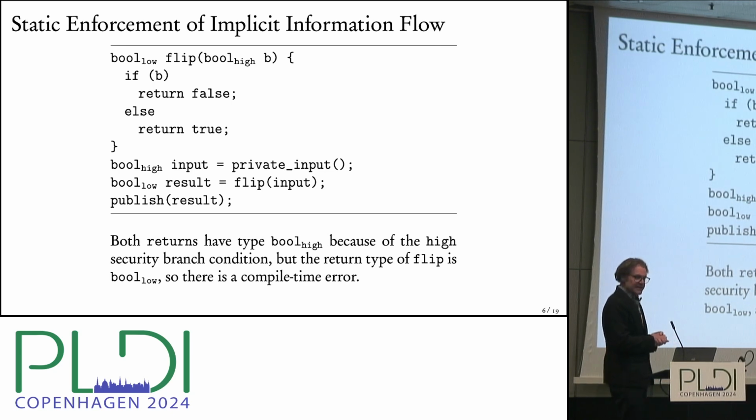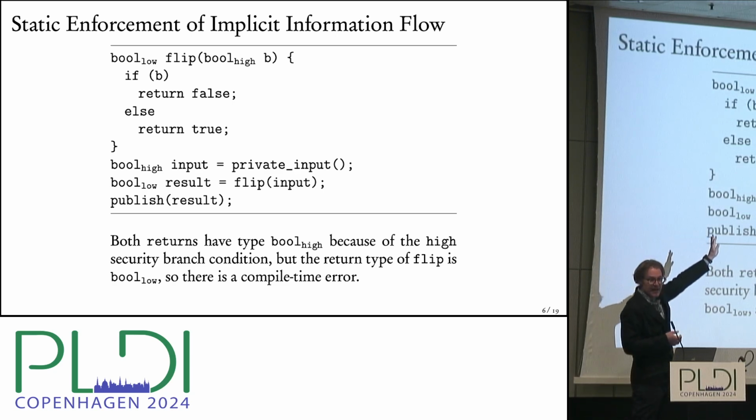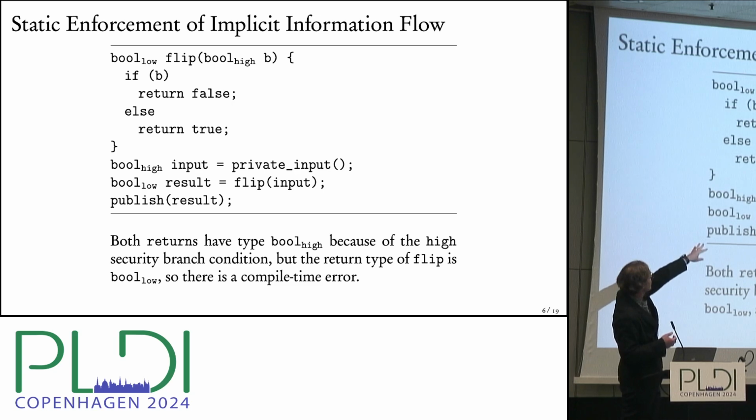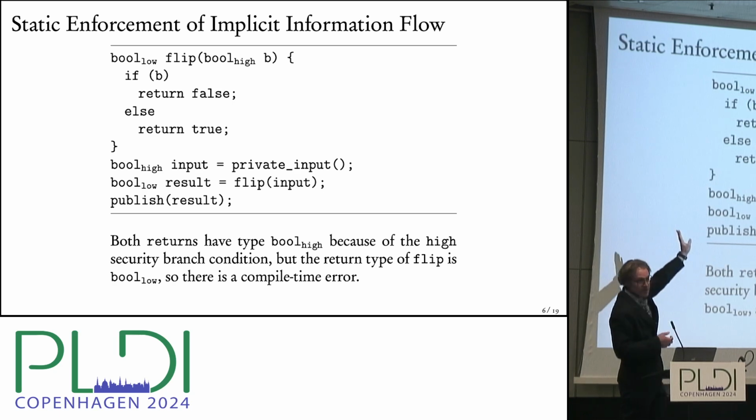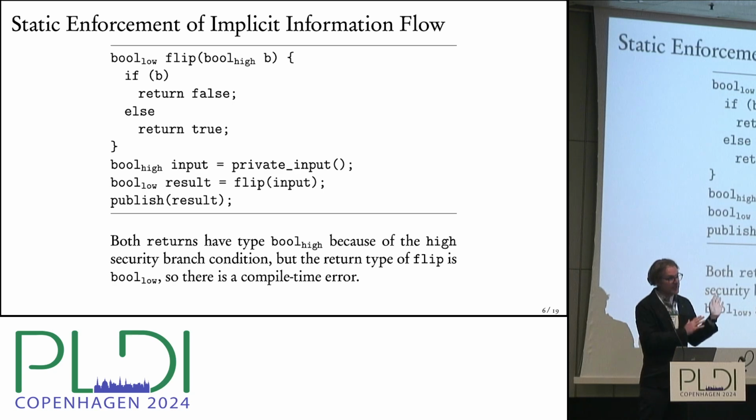Over on the static side, the type systems for static IFC are also smart about dealing with branching. What's going to happen there is that the type system is going to see that we're branching on a high security Boolean. So when I type check the branches, I'm going to know that those return values are high security, and you can't convert that to low security. So again, here we're going to have a nice type error to say you can't do that.